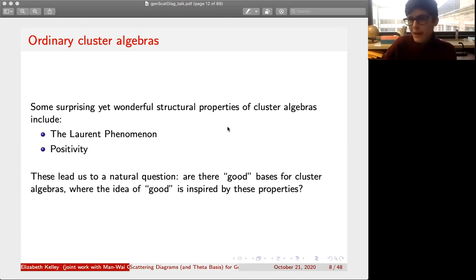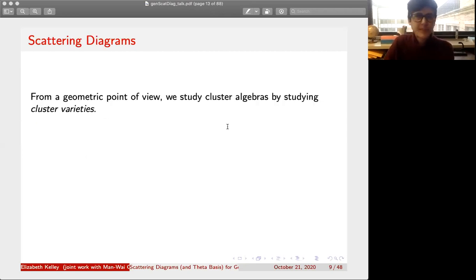So that's my motivational pitch for why we would want to define something like the theta basis that I'll eventually get to. So people were sort of on the hunt for these good bases. Okay, so switching gears a tiny bit. Everything that I've talked about has been from a very algebraic perspective. So from a geometric perspective, you can also study cluster algebras by studying what are called cluster varieties.